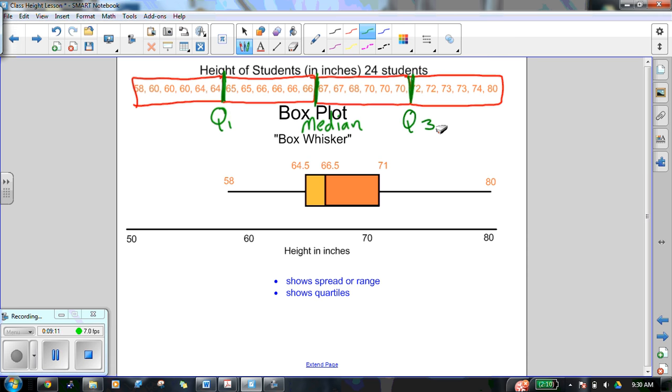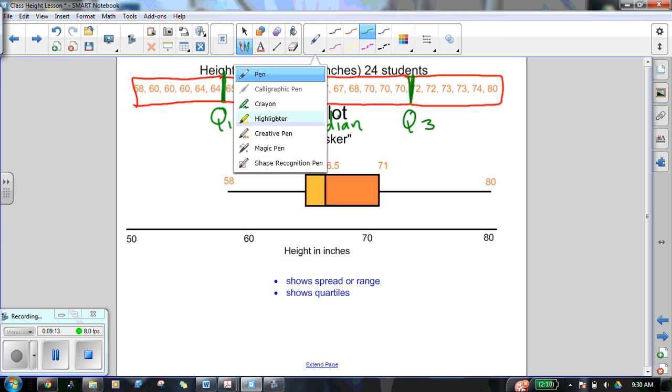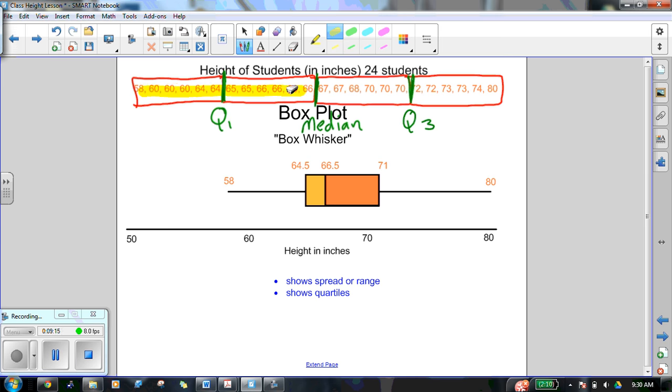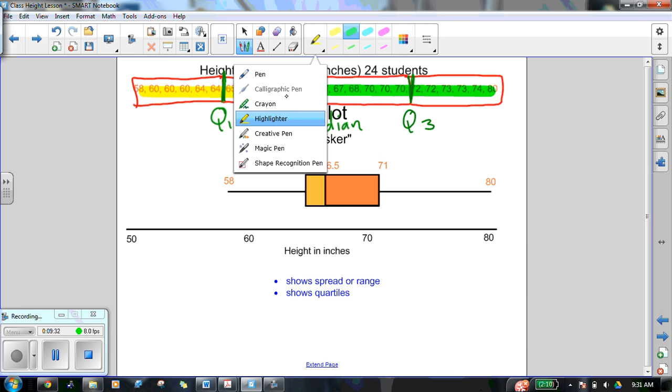So let's highlight these groups so we can visually see it. Looking down here, if you look at the lower 2 groups, the median of that is quartile 1. And if we look at the upper 2 groups, the median of those groups is quartile 3. Then obviously the middle of all the data is the median. So we can now see where those show up on the graph.